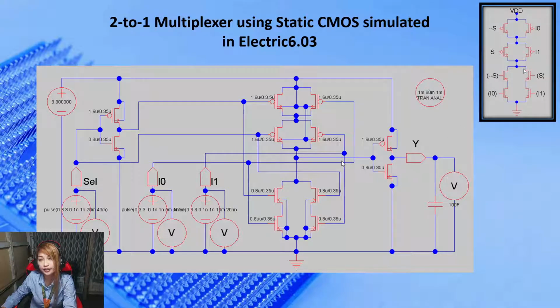Again, this is the constructed circuit. Let us check first if the connections are correct. So this transistor must be connected to S bar, or the inverted selector switch, and this is for I sub 0. This is for selector S. This must be connected to our I1. Then this must be connected to our, again, S bar, I sub 0, S, and then I1. So the connections are correct.